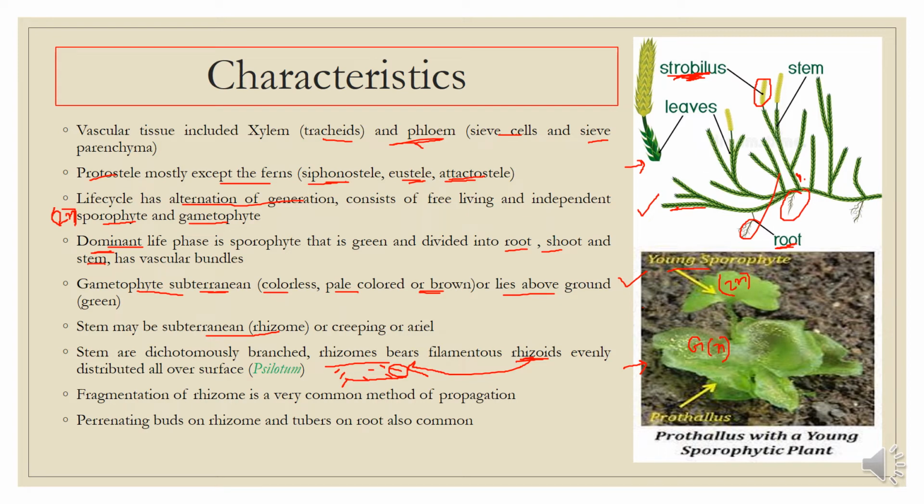And the creeping rhizome is dichotomously branched. In this creeping rhizome, this creeping stem, we see that there is dichotomy. Here there is dichotomy. This one is the aerial portion, and we see that it is also dichotomously branched.